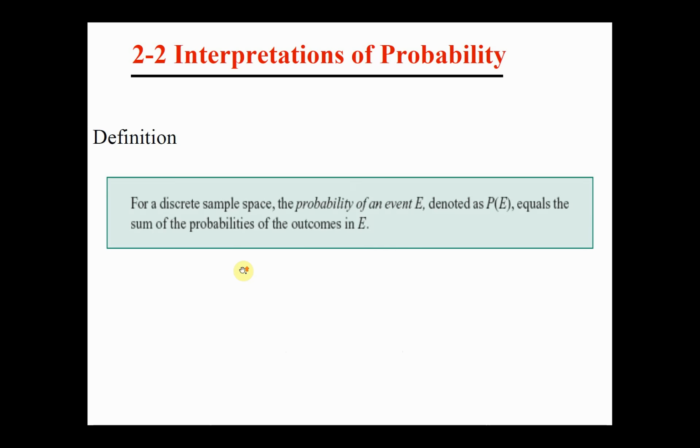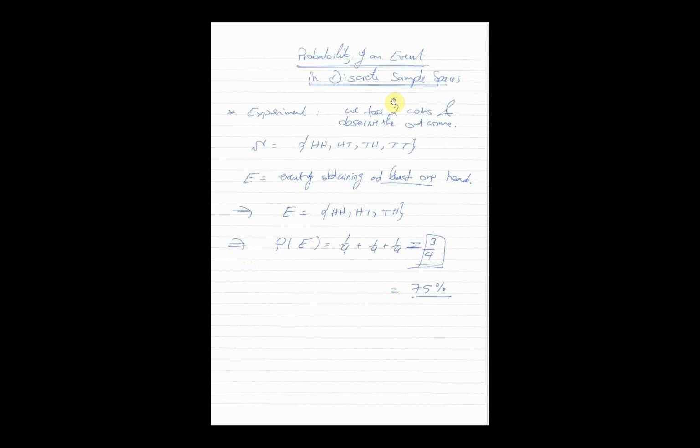So let me try to give you an example here. Imagine that we toss 2 coins and we observe the outcome. So the sample space contains heads, heads, heads, tails, tails, heads, and tails, tails.